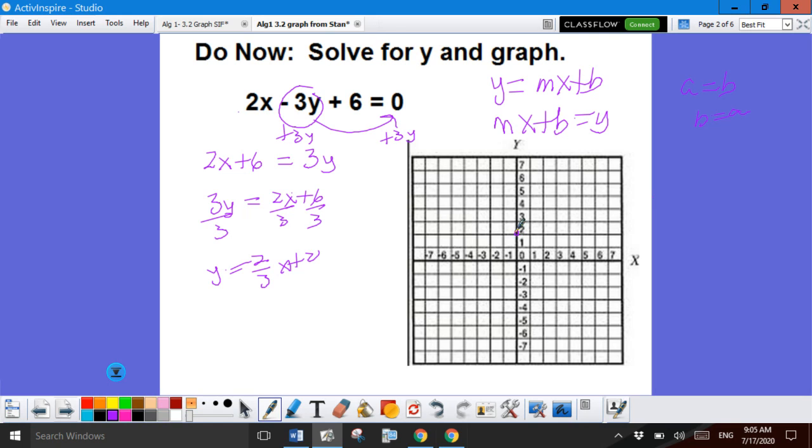So hopefully you marked your 2. You went up 2 and right 3, up 2, right 3 a couple of times, and we've got a line that's going that way. And this is positive. It's a positive slope. So make sure that your line is going up.